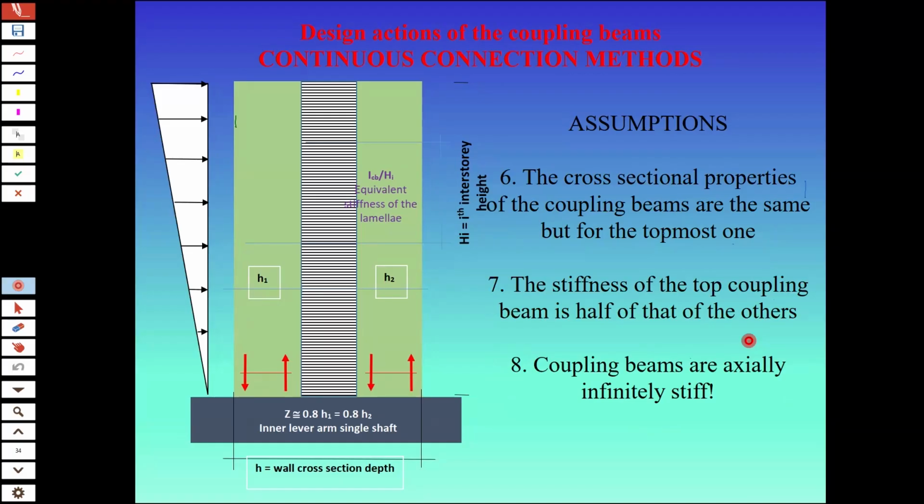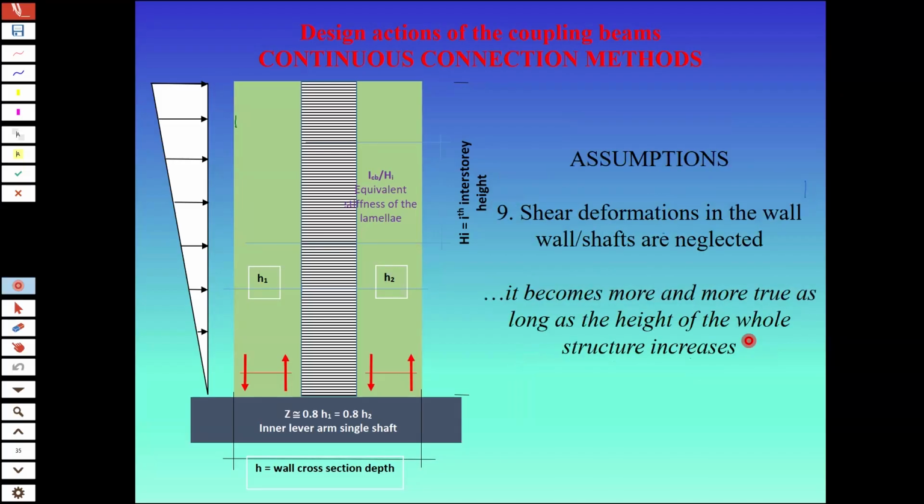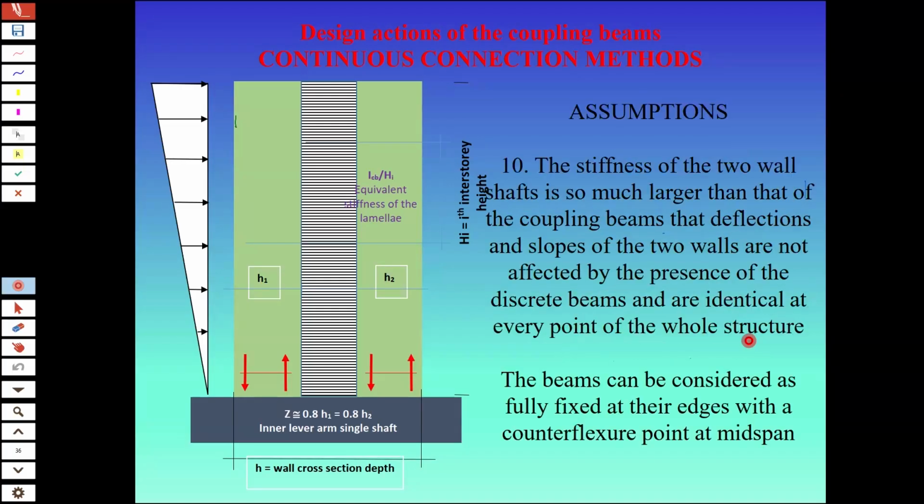Coupling beams are axially infinitely stiff, but this is not a difficult assumption to make. We always make the assumption that beams and columns are infinitely stiff. Floor diaphragms are always there. Yes, they are helping, because to deform that, you also have to deform in some way the floor diaphragm. Then, shear deformations in the walls and wall shafts are neglected. We have seen yesterday that this is not exactly true, especially if you have squat walls or squat buildings. But if you go over high-rise buildings, this is okay.